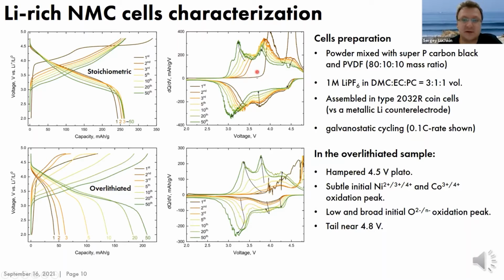And on the stoichiometric sample, we can see two intensive peaks. The first relates to oxidation of transition metals, nickel and cobalt. And the second relates to oxidation of oxygen. And starting from the second cycle, it delivers full capacity. While in the overlithiated case, the first peak is very subtle, so transition metals are almost not oxidized. And the following oxygen oxidation is less intense than in the stoichiometric case and shifted to higher potentials.